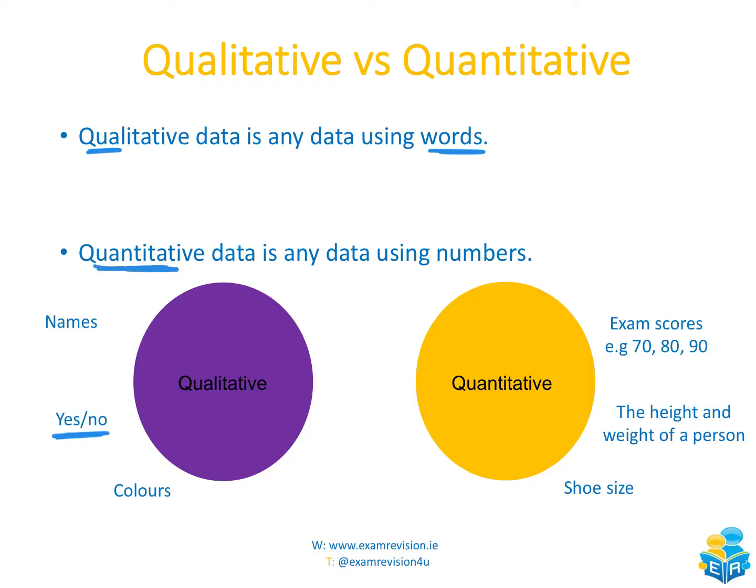But quantitative data, so anything with quantities, that's any data using numbers. So you're counting the number of organisms that are present. You're calculating the percentage frequency. You're calculating the percentage cover. We have to use numbers for a quantitative study.